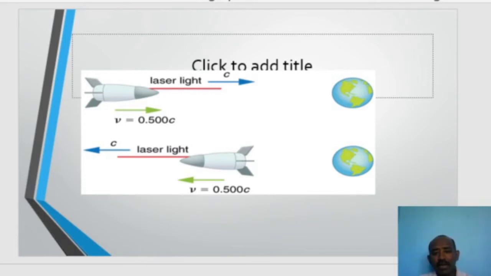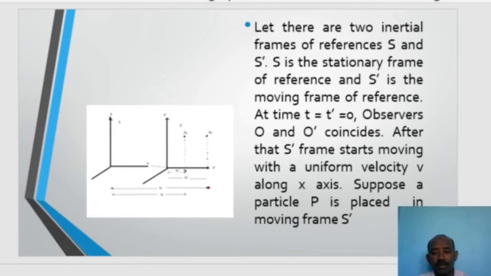According to the special theory of relativity, now we have to derive the velocity addition theorem. In case of relativity, for a person or a body which is moving with a relativistic velocity, we have to apply the relativistic velocity addition theorem. Let us derive the velocity addition theorem. So we can observe the diagram.